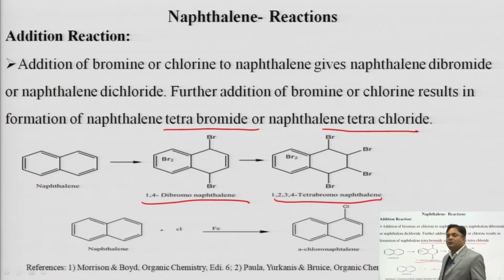The addition is also done in the presence of a catalyst like iron. So, naphthalene is reacted with chlorine and we are getting a single substituted product, a chloronaphthalene, along with the formation of HCl.